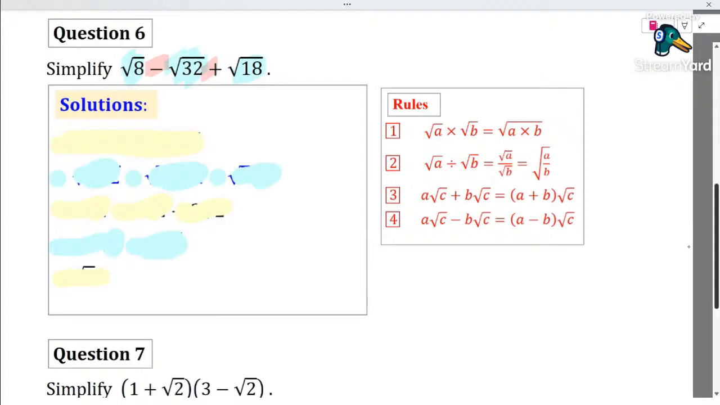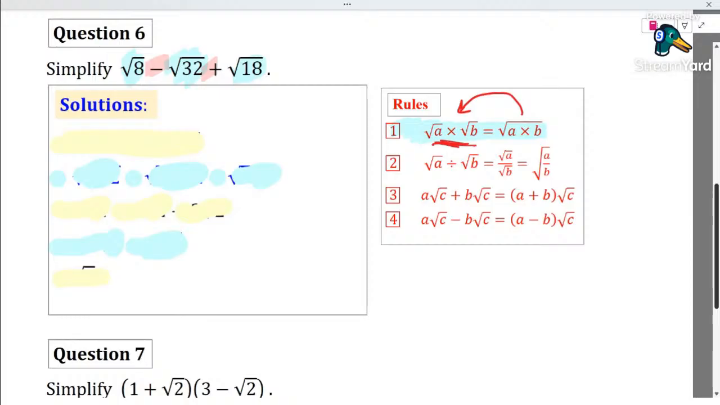Okay. So how are we going to start to solve this question? Guys and girls, we're going to try to see each of these surds here. Is it possible that we can change them to the same surd? The clue is we're going to apply this idea here, the first formula, but the other way around. From one surd, we're going to break into two.